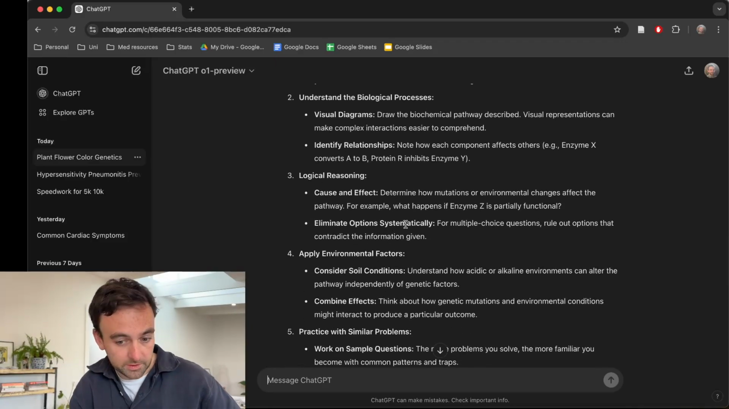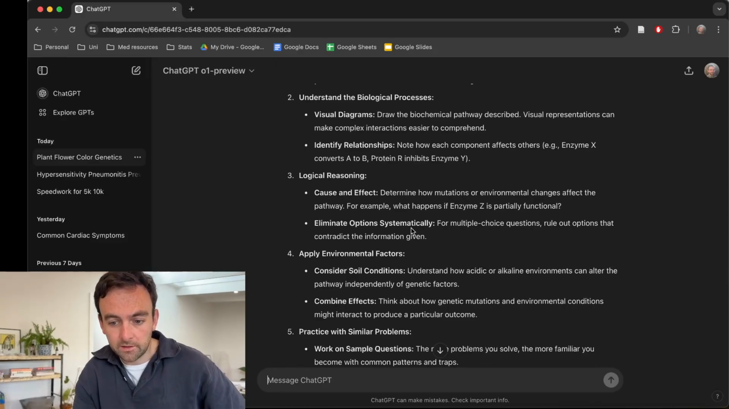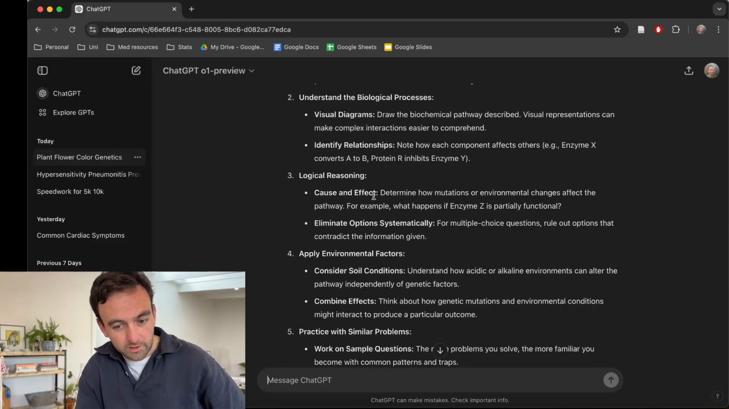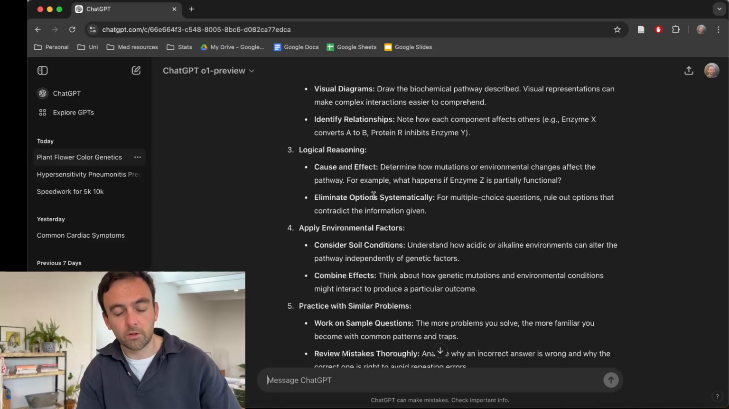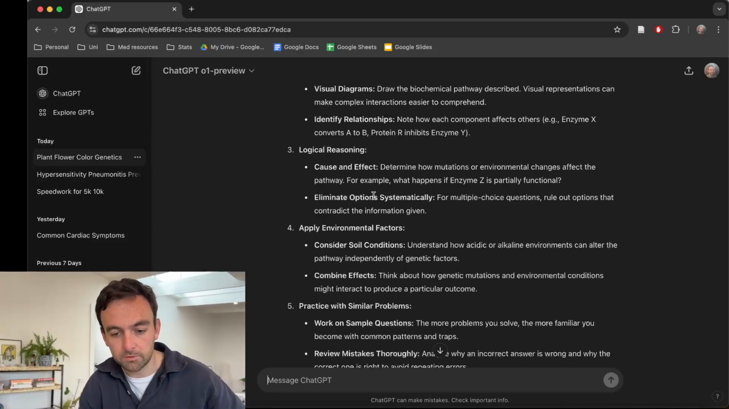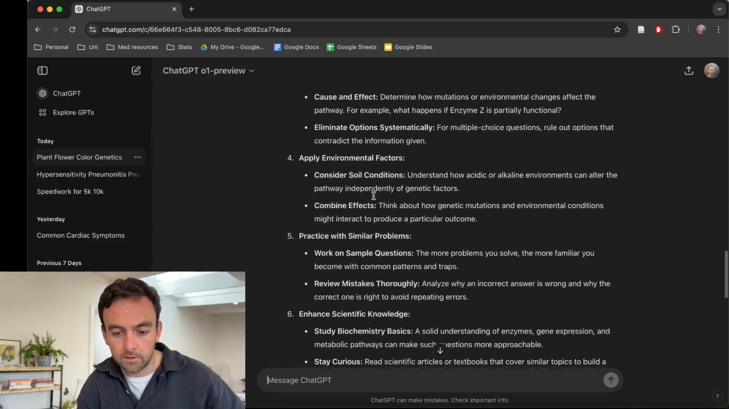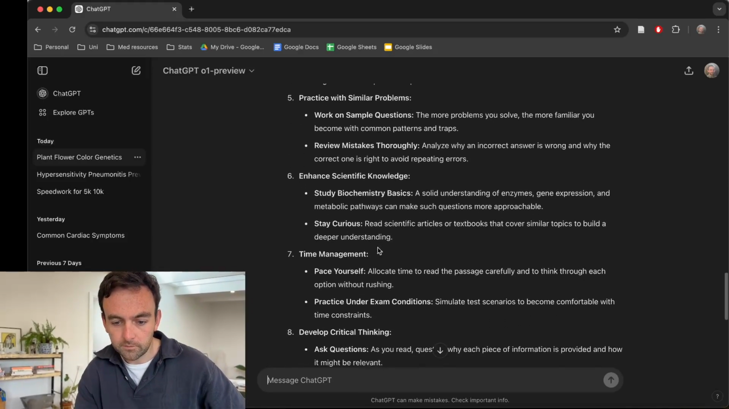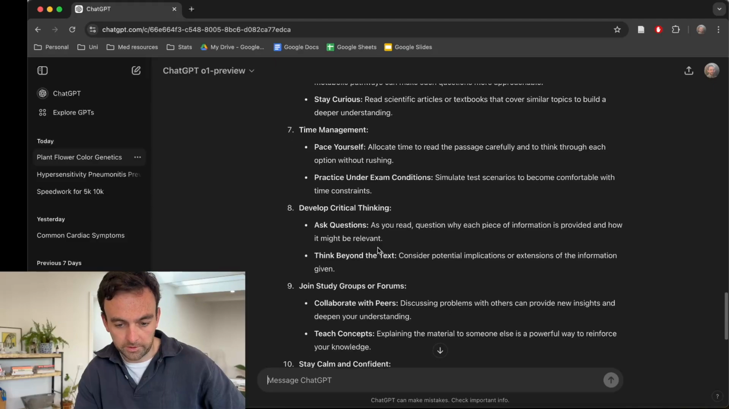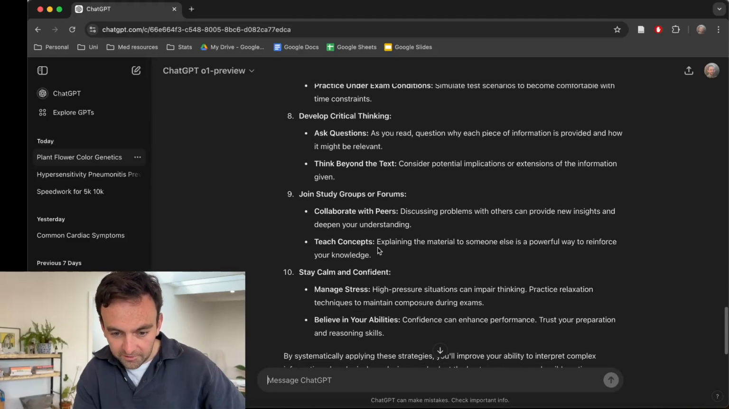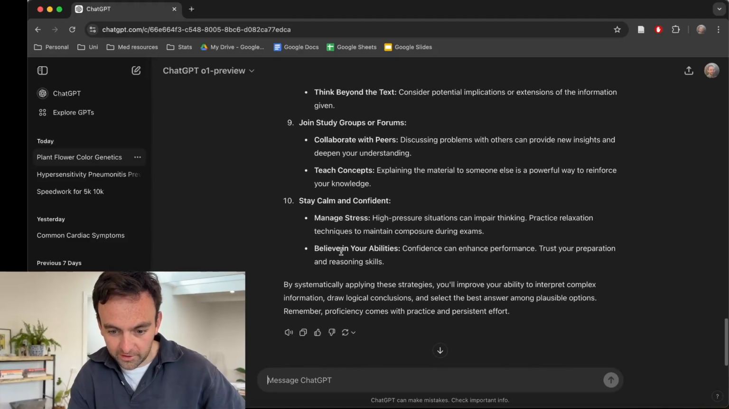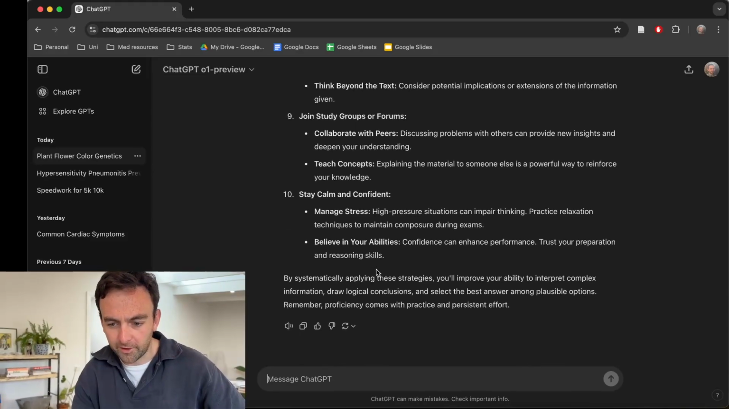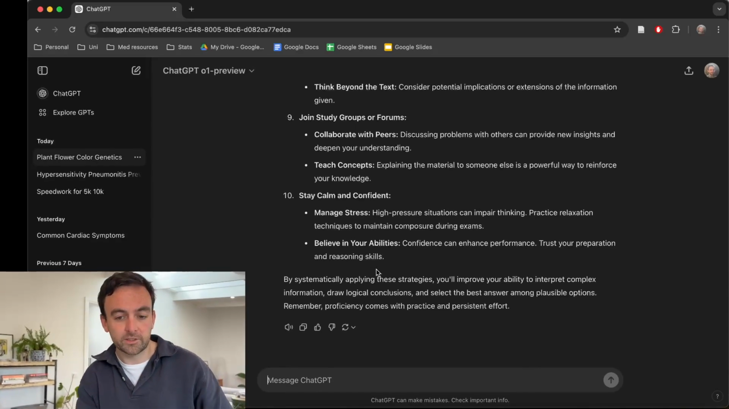Eliminate options systematically. I definitely did that. I looked a little bit at cause and effect, so I was trying to determine the relationship between those things. And this looks really good. I mean, yeah, it's given me quite a lot of different things, actually. Believe in yourself. That's a great one. So, yeah, I think that actually is quite good advice.